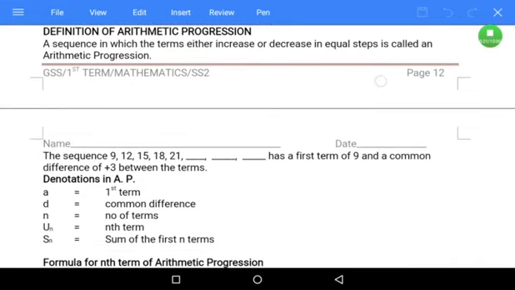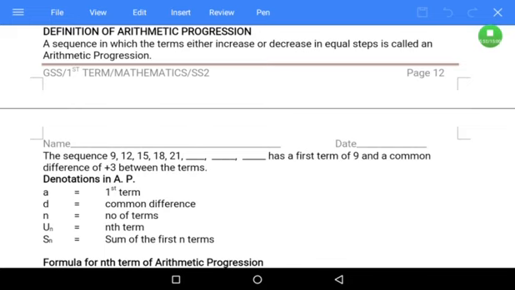Now, what do you mean by arithmetic progression? A sequence in which the terms either increase or decrease in equal steps is called an arithmetic progression. When we are adding something to a number to get the next number, we call it arithmetic, meaning we are adding. Had it been we are multiplying or dividing, we call it geometric. Do you understand? So when we are adding or subtracting, we are adding, and that thing we are adding is a constant term called the common difference.